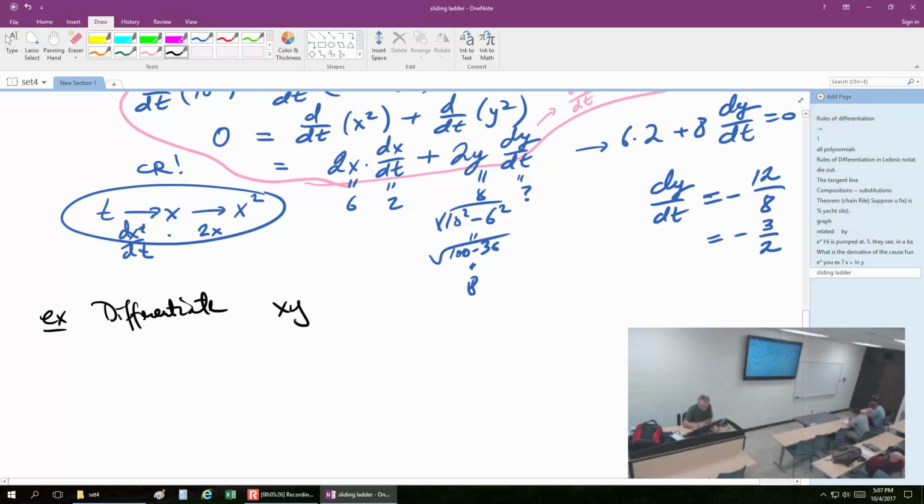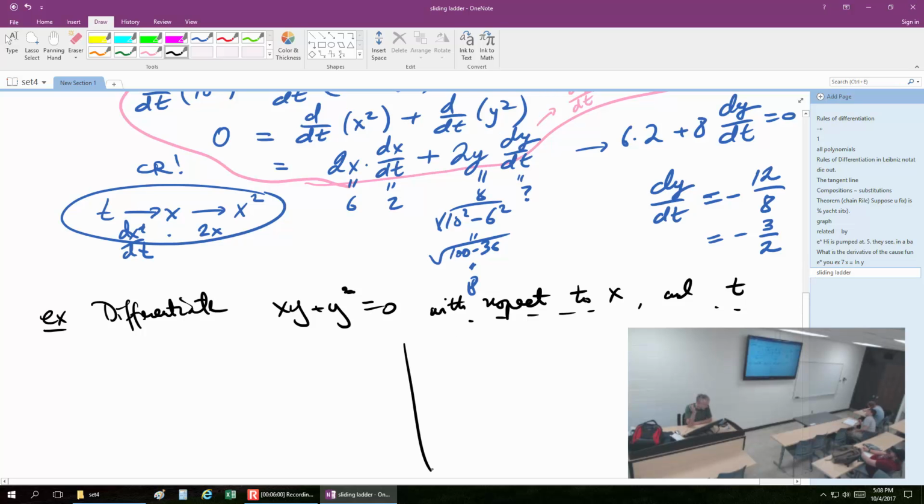Say xy plus y squared is equal to 0, with respect to x. And then I'll do with respect to y. Well, how about I do both? And t. Okay, so when you say with respect to a variable, you indicate that that variable is the independent variable. So either it is x that is present here, or it is t that is not present. So let me just do them side by side, because in many ways it's similar.